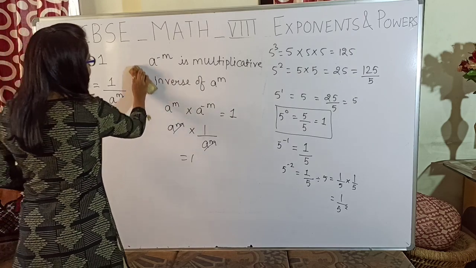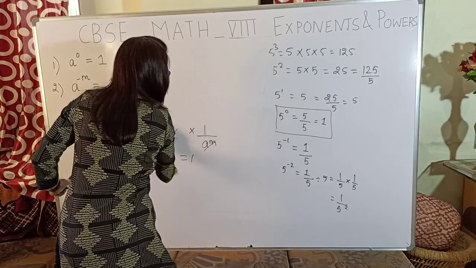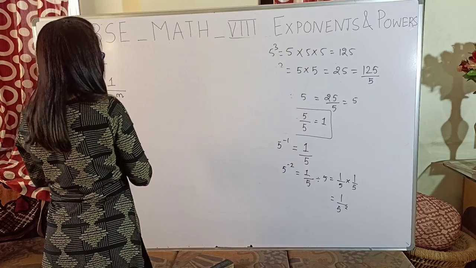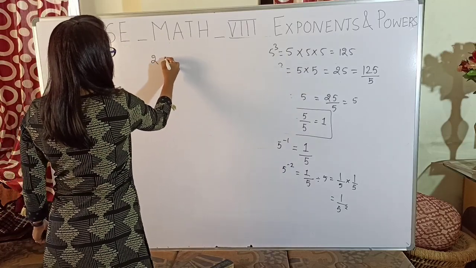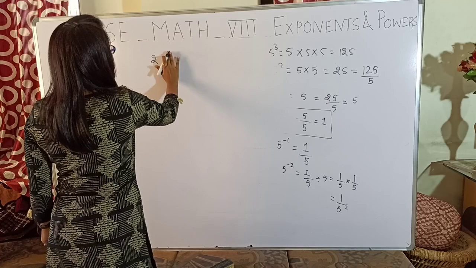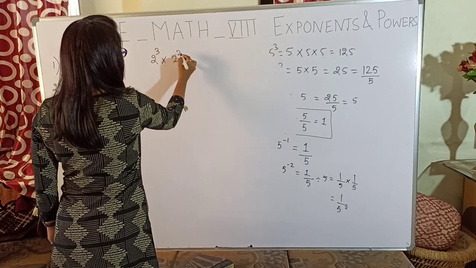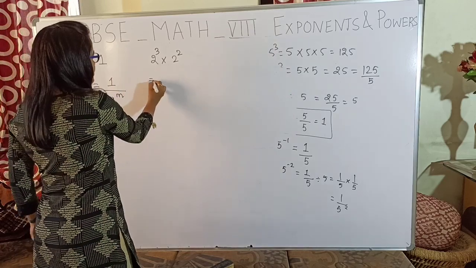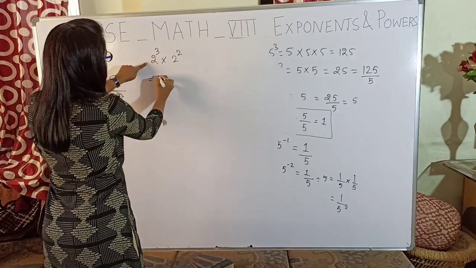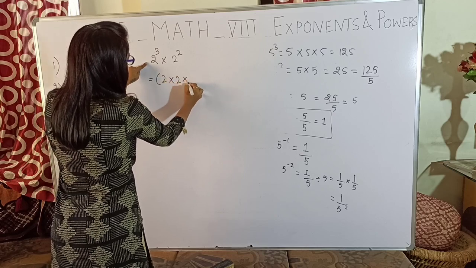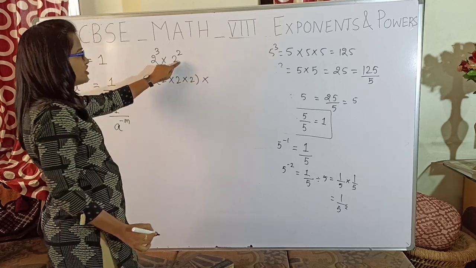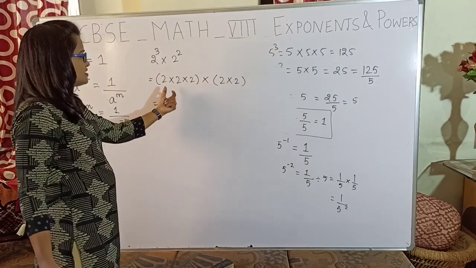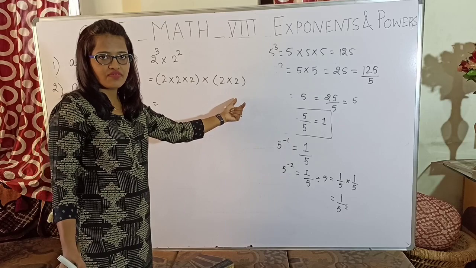The first law says, suppose I am taking one example as 2 raised to 3 into 2 raised to 2. Okay, so I have to find its value. How can I write it? 2 raised to 3 could be written as 2 into 2 into 2, whereas 2 raised to 2 could be written as 2 into 2. As you can see, the same number is being multiplied with itself. How many times?